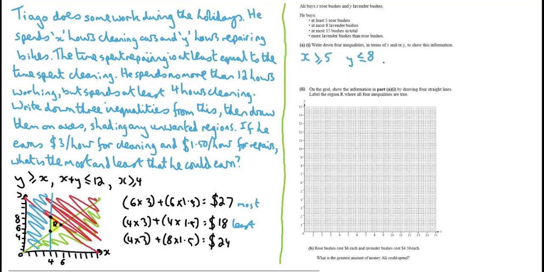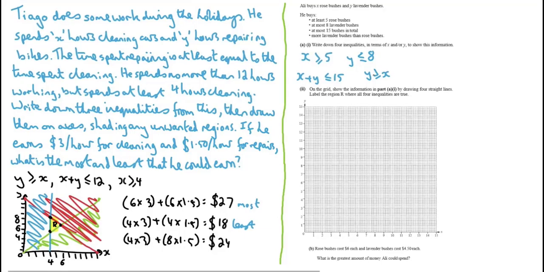Could be less though. Then, if there are at most 15 bushes in total, that means if you were to combine the x and the y, that could be less than 15 or equal to 15, but not greater than it, so it's less than or equal to 15. And then, if there are more lavender bushes than rose bushes, then we'll say that y is greater than or equal to x.